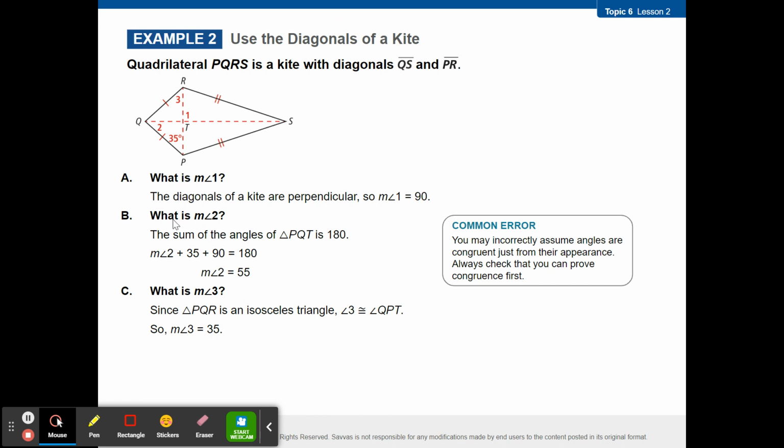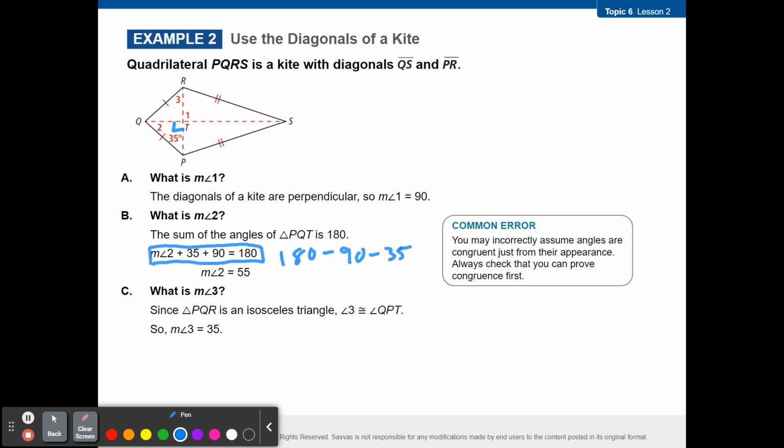What is the measure of angle 2? Now, if we look here, the measure of angle 2 is going to be found. This is a right angle. Let me write that down below, actually. So this is going to be 180 minus 90 minus 35. Or you could set it up like that. It's completely up to you. Either way, you do get 55 degrees for the measure of angle 2.